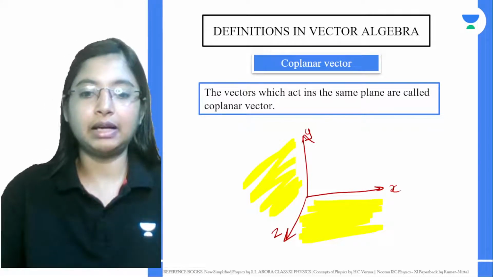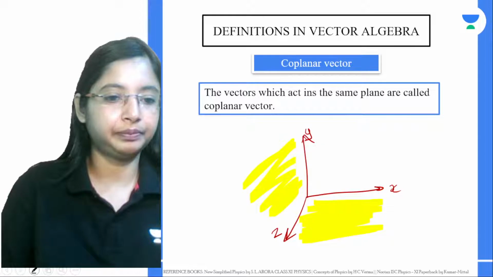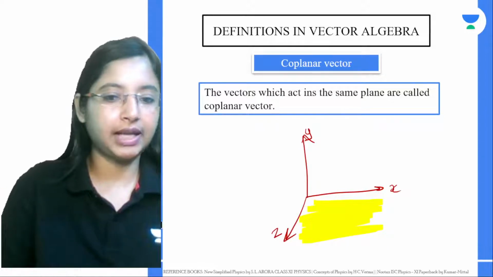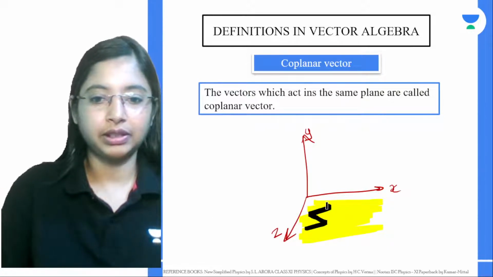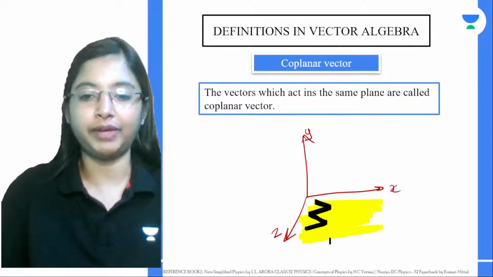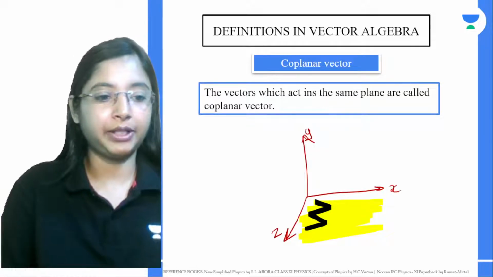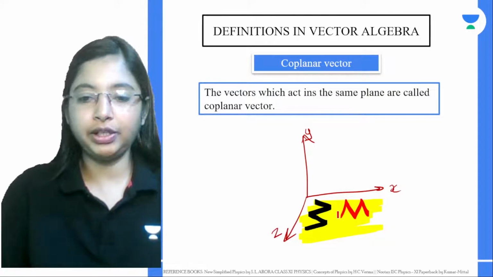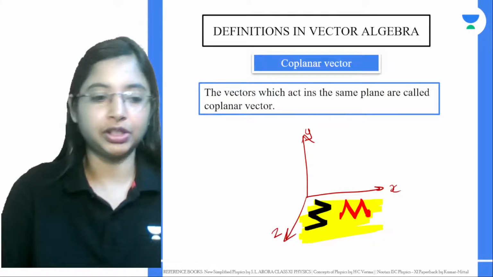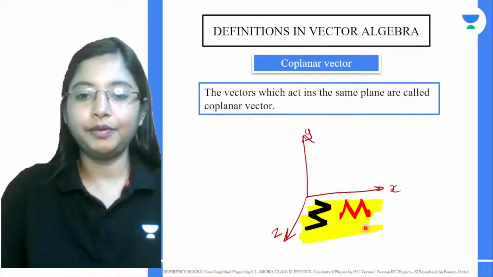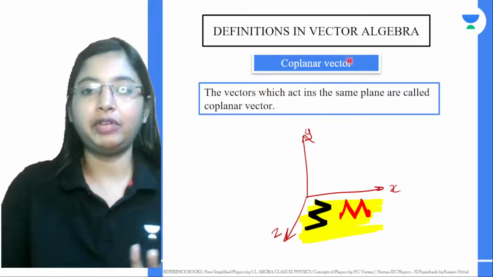For example, let's say there is a vector B going in this direction in a zigzag path. At each point you need 2 coordinates, x and z, to represent its position. Let's say there is another vector B going somewhere like this. This is its initial position, this is its final position. At each point, to represent where it is, we need 2 points, x and z. Now if you see, both the vectors are in the same plane, so we can say they are coplanar vectors.